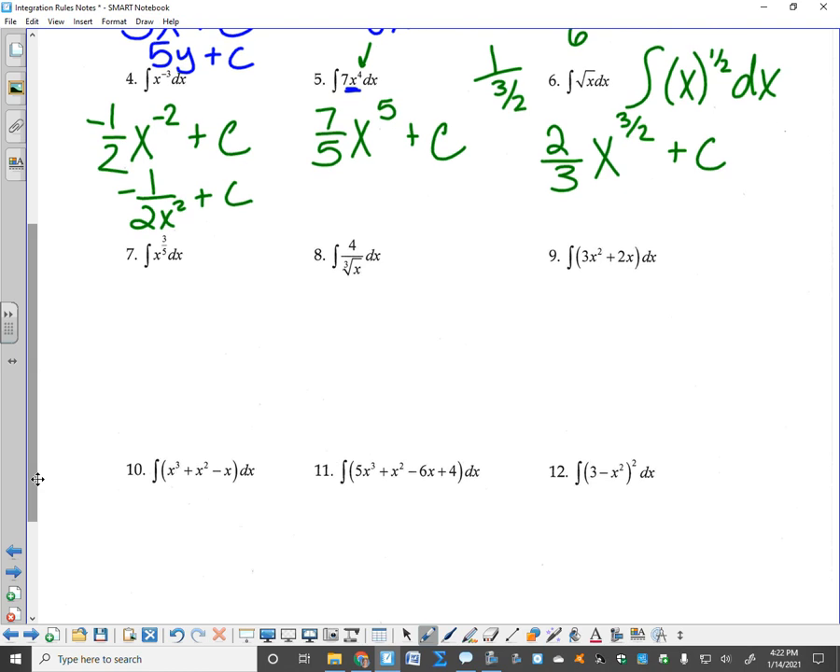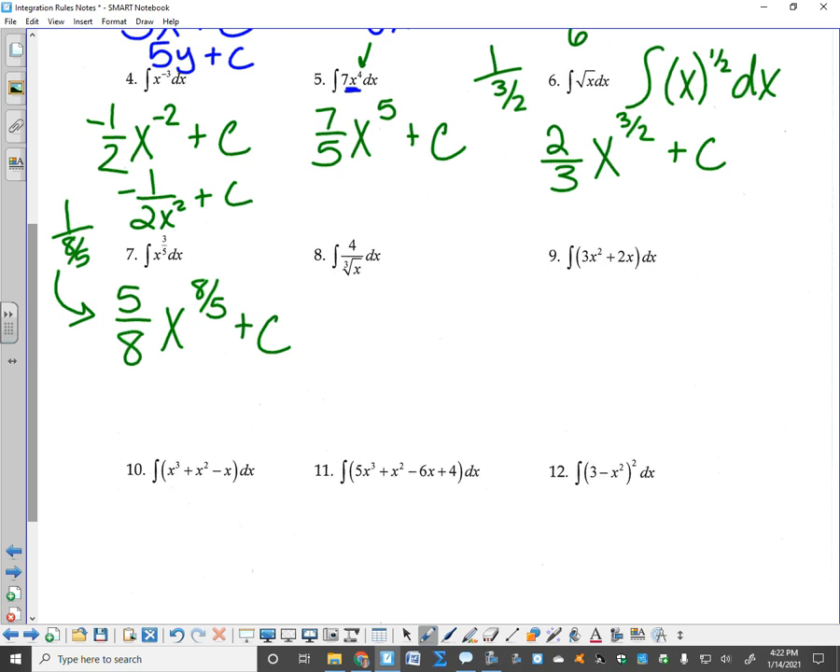Okay, number 7. Add 1. So add 5 over 5, that would be 8 over 5. Bring it out front, put it under 1. 8 over 5 would become 5 over 8. X to the 8 over 5. So again, what I'm doing is 1 over 8 over 5, and that's where that's coming from.